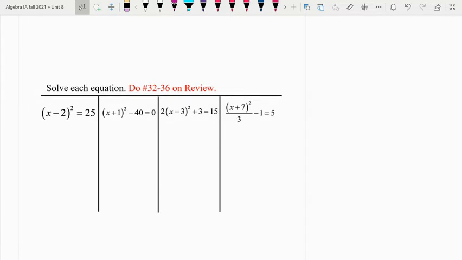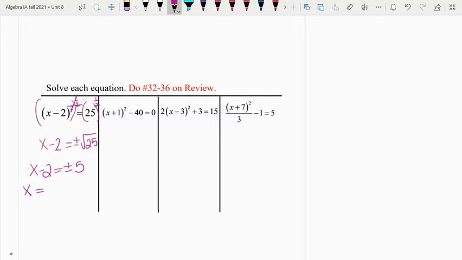First one, if I have a squared quantity on both sides, I'm going to take the square root. So this is going to be x minus 2 equals plus or minus the square root of 25. When I take each side to the 1/2 power, I take the square root of both sides. That exponent is gone, so 25 to the half is the square root. When I do an even power root, I've got to put a plus or minus. So here I get x minus 2 equals plus or minus 5.